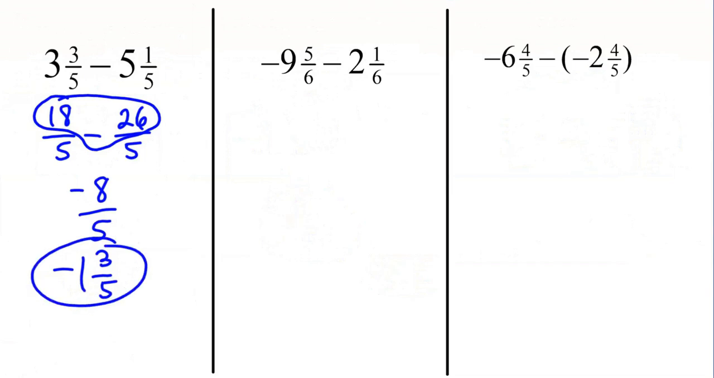Negative 9 5/6 minus 2 1/6. Again, I'm changing these to improper fractions because it's difficult to deal with whole number and fraction parts when there's positives and negatives involved. So we can eliminate that by just changing these to fractions. And 2 1/6 is 13/6. So the numerators here, I have negative 15 minus 13. That's not negative 15/6, sorry.